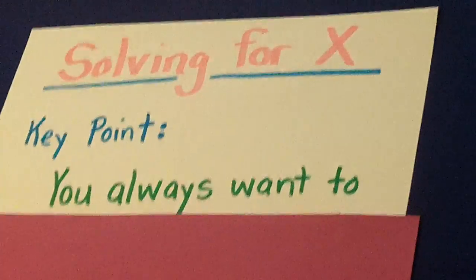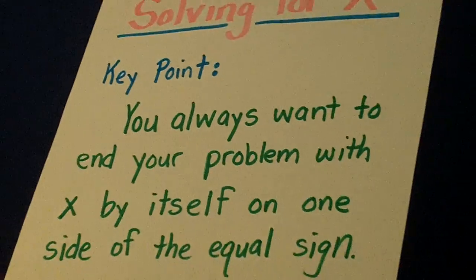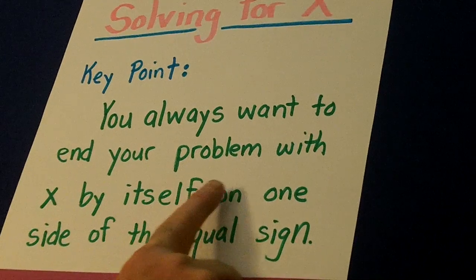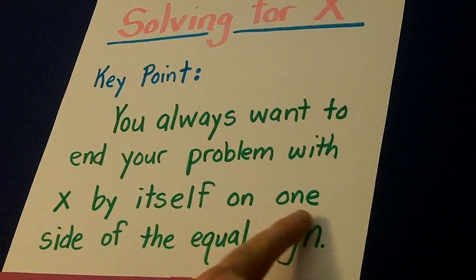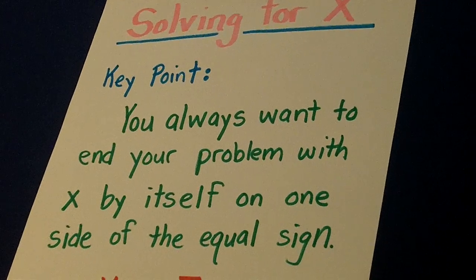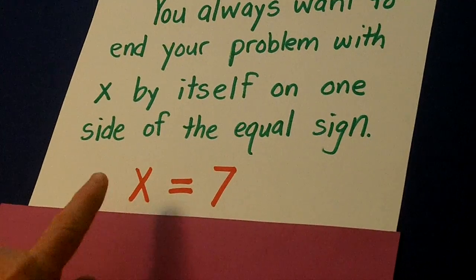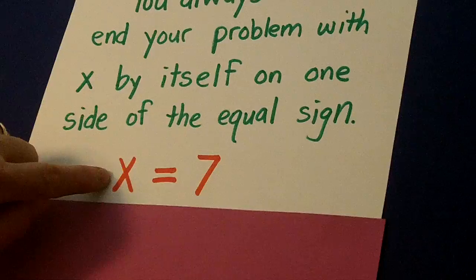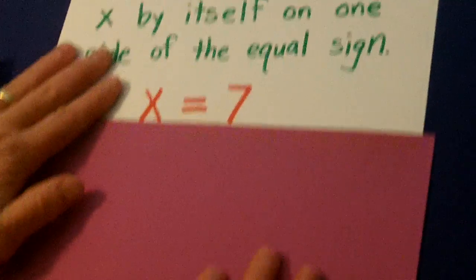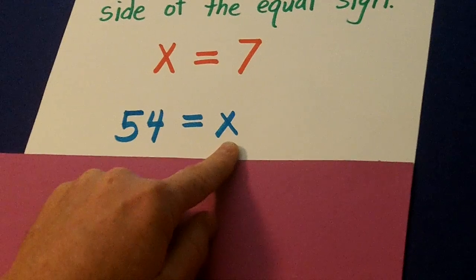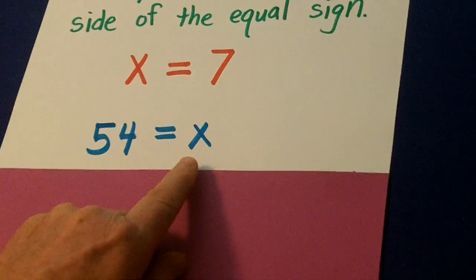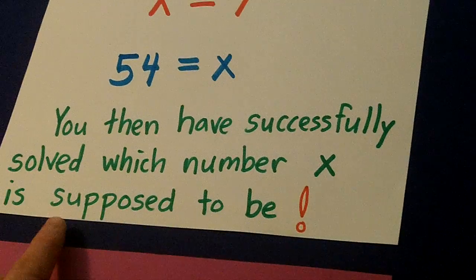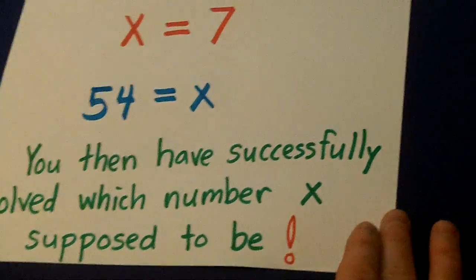Now, solving for x. What does that mean? The key point of solving for x is you always want to end your problem with x by itself on one side of the equal sign, like this. X is by itself. X equals 7. You have solved what x is equal to, what number it's equal to on this problem. And sometimes x may be on the right side. That's fine. You have solved x by itself is equal to 54. You then have successfully solved which number x is supposed to be.